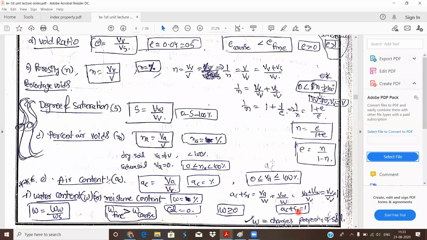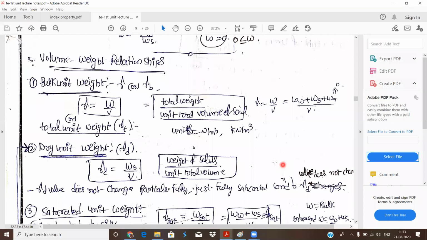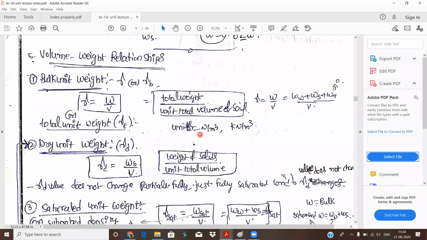In this way, if we multiply the porosity with the air content, we will get the percentage air voids. Okay, percentage air voids. Next one, volume weight relationships. These are also very important topics. Generally they are used in many areas, such as stability of soils, density of soil, and bulk weights are used in pavements. So we use volume weight relationships almost all the time.